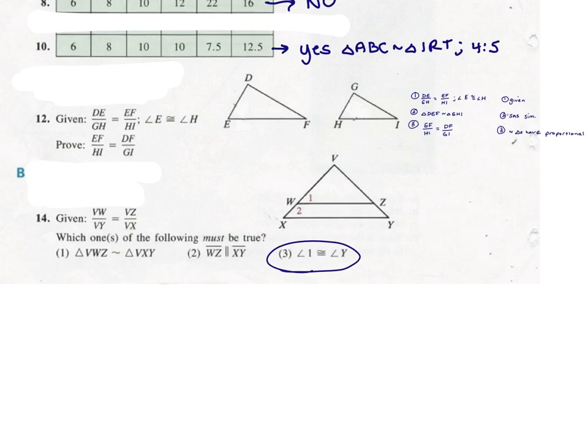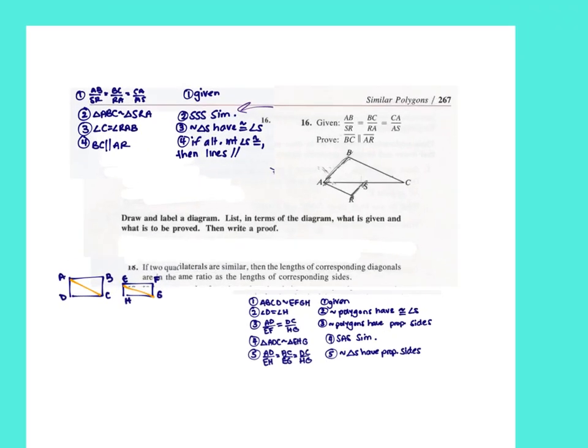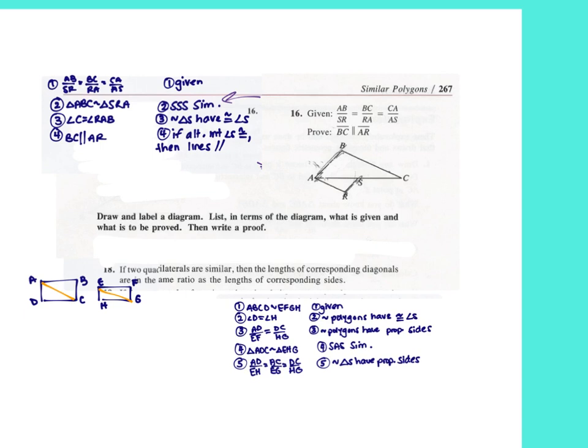And then the 14, the one that must be true is 3. Angle 1 has to be congruent to angle Y. Questions on that one? Okay. Then came the proof at the end there.